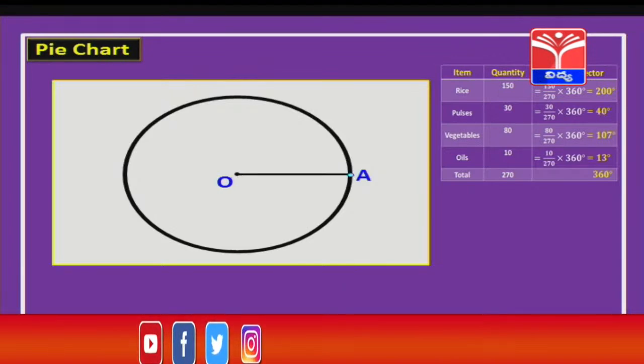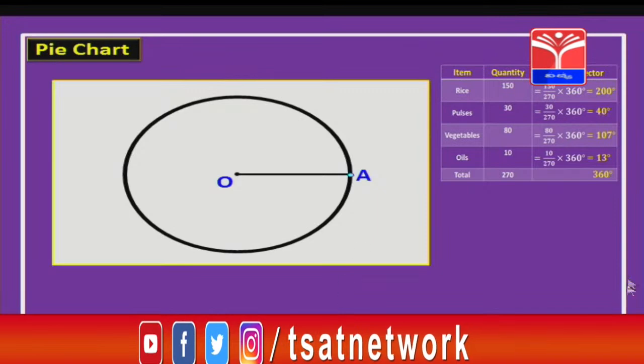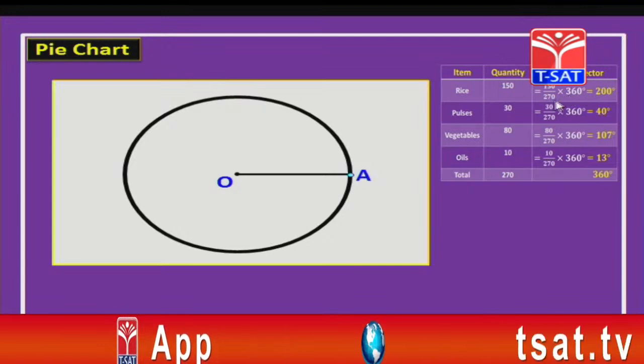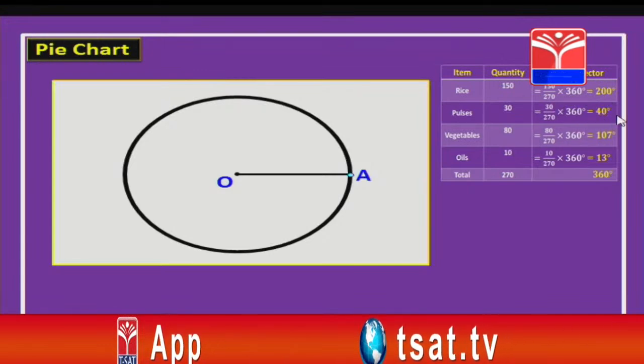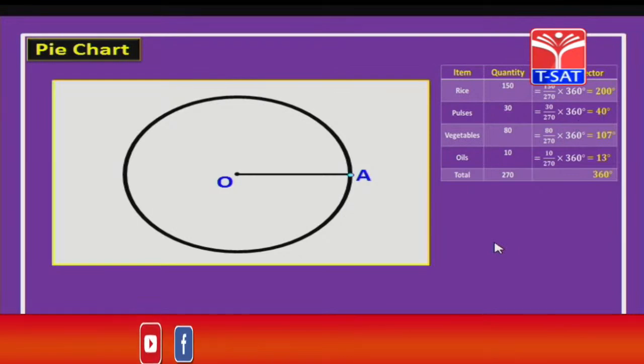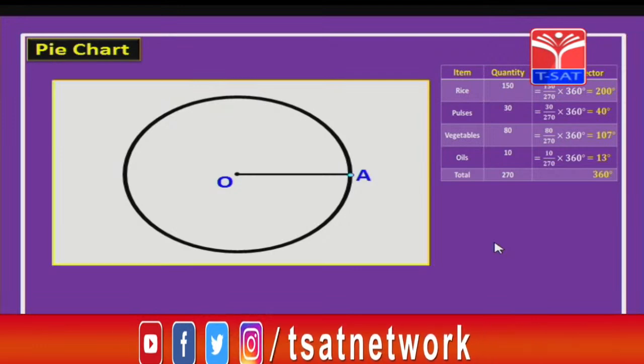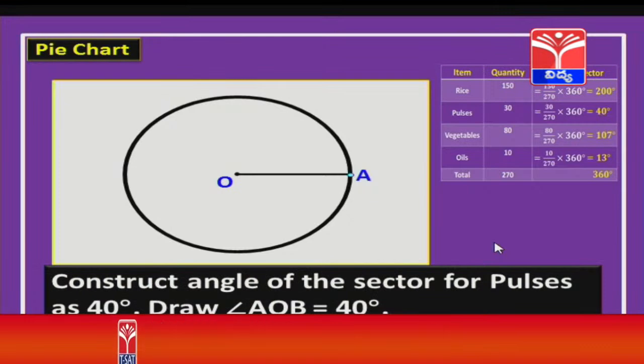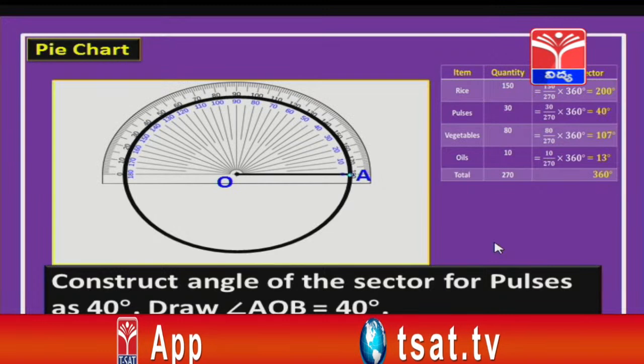Yes, the first angle is 200 degrees, children. To mark 200 degrees is difficult, so what we do is we skip this, and I will tell you why we are skipping it. We are going to draw 40 degrees first. Okay. To draw the angle, which instrument are we going to use, children? That is right, we are going to use a protractor. We are going to construct the angle of the sector for pulses, which is 40 degrees, and that can be drawn using this protractor.